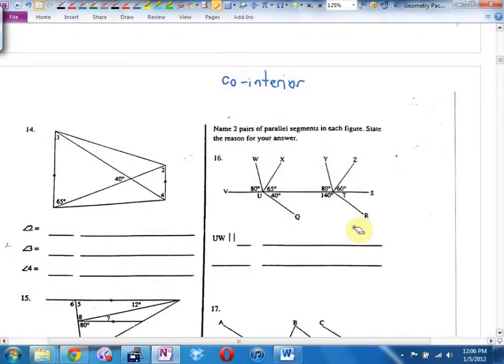Okay. UW. That one. Which line do you think it's parallel to? TY? So the suggestion is that UW is parallel to TY, and that symbol for parallel, two vertical bars. I usually draw the parallel symbol slanty because I'm concerned if I do that, it gets an 11. So I slant mine.